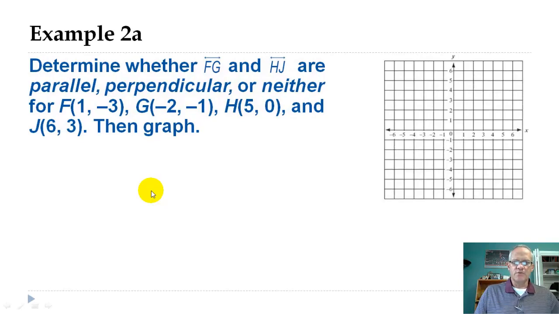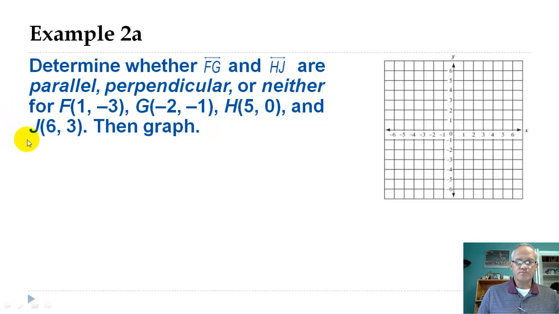Okay, so remember that as we do the next couple of problems. All right, so here's what we're doing. We're taking line FG and HJ. We're trying to figure out if they're parallel, perpendicular, or neither. They give us the points. Let's start. I want to look at the slopes of these two lines and compare them. If they're the same, they're going to be parallel. If they're negative reciprocals, they're perpendicular, and neither would be pretty much anything else.